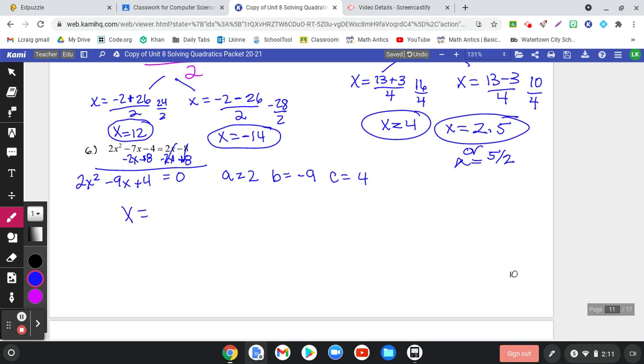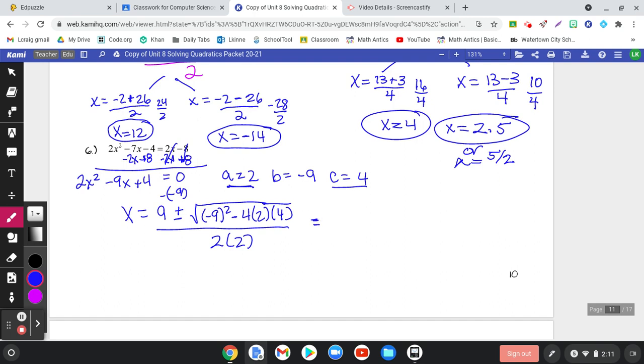So x equals negative b. So negative 9 would end up being positive 9. Plus or minus the square root of b squared, negative 9 squared minus 4 times a times c, all divided by 2 times a again. All right, let's simplify it down. 9 plus or minus a square root over 4.